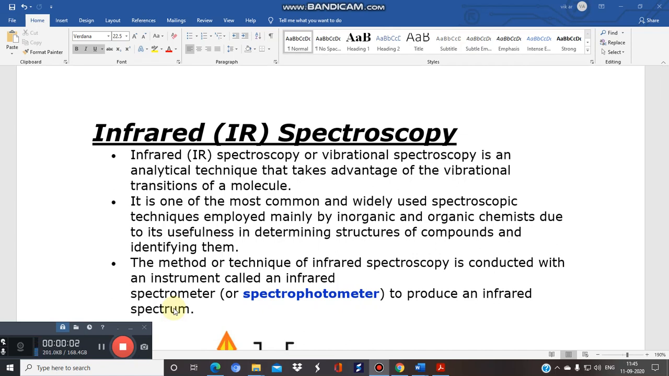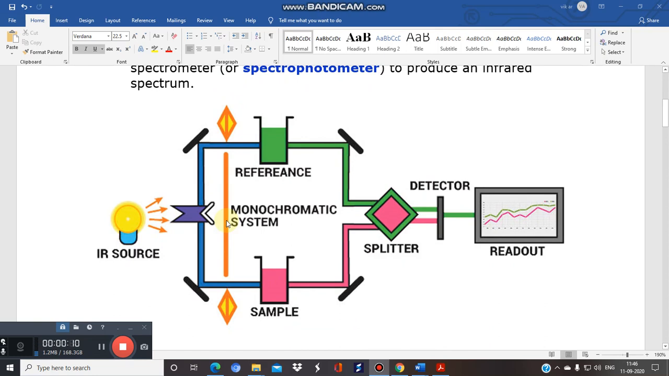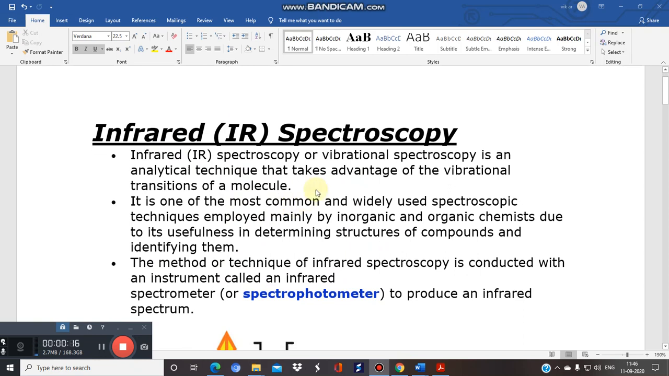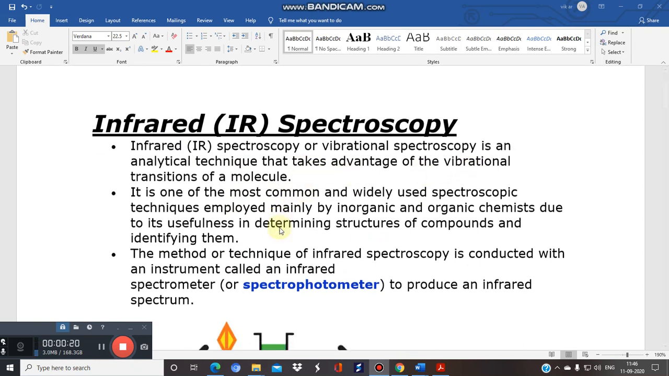I hope you all are fine and doing well. So let's start the IR spectroscopy series. In this video, we are going to see some of the important components of the IR spectrophotometer. As you can see, IR spectroscopy is also known as vibrational spectroscopy, and yes, it is an analytical technique that takes advantage of different types of vibration. We have already covered the stretching and the bending part also.